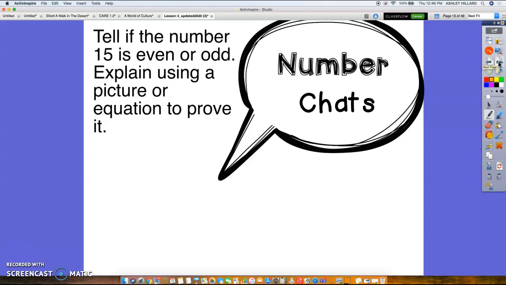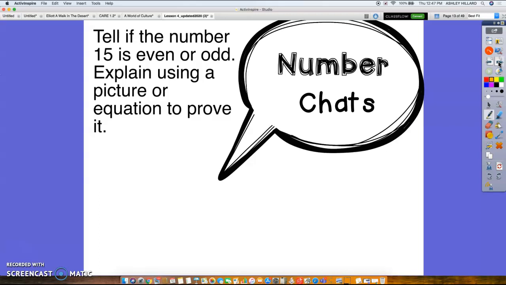So I need you to get your whiteboards and markers out, and we are going to solve this problem. Pause as you go get your whiteboard and marker. Okay. So you have your whiteboard and marker. If you don't have a whiteboard and marker, just get a piece of paper and a pencil.